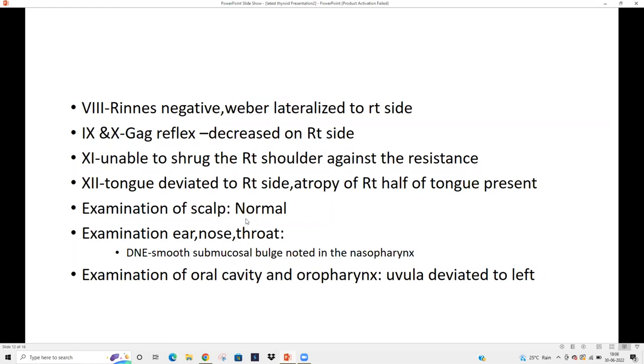Examination of scalp was normal. Examination of ear, nose, throat. So on DNE, there is a submucosal bulge noted in the nasopharynx. Examination of the oral cavity and oropharynx, uvula deviated to the left side. So that is about my examination. Shall I give differential diagnosis?